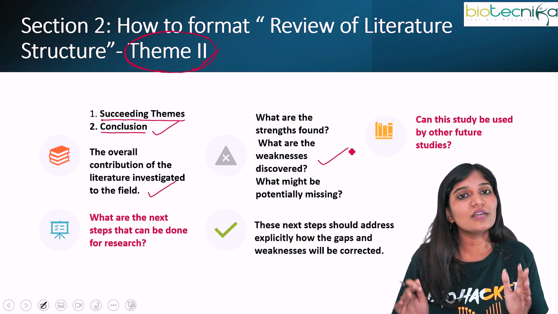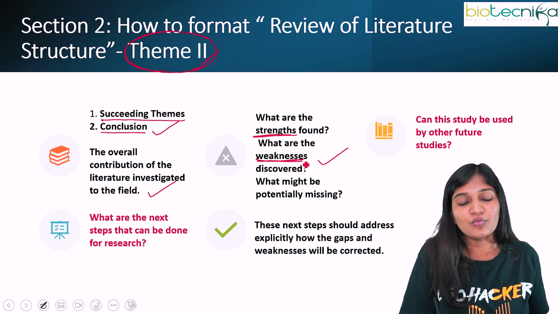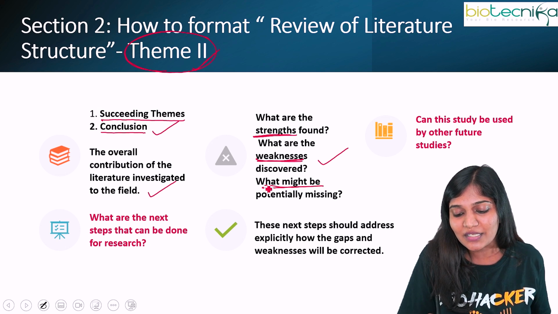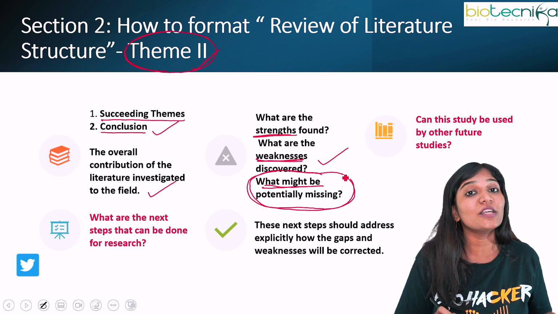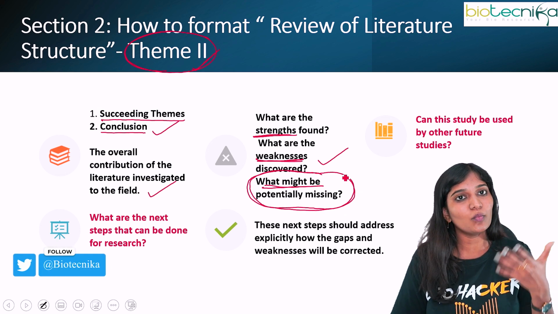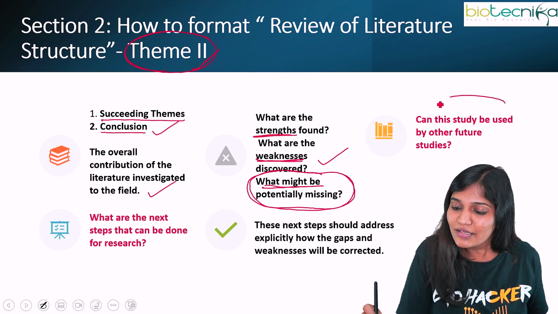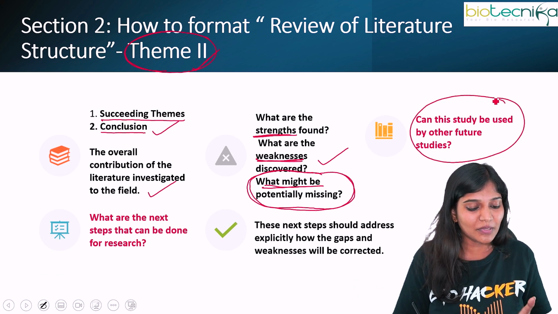What are the strengths that you are going to see here? What are the weaknesses that you discovered through the papers? What might be missing? This is your point. This is the thing that will make you think. What is potentially missing? Yes, of course, the strengths and the weaknesses. What is actually missing, which can be a research for you? And can this study be used for other studies also? That's going to be the next thing.